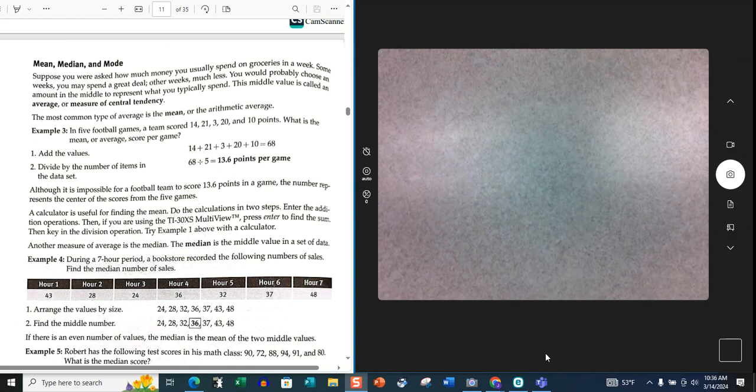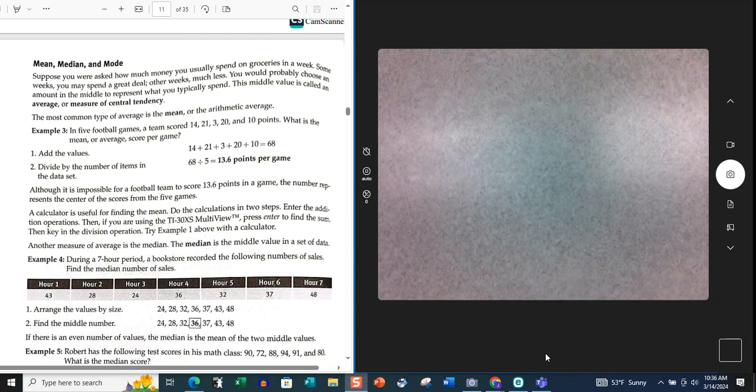It says mean, median, and mode. Suppose you were asked how much money you usually spend on groceries in a week. Some weeks you may spend a great deal, other weeks much less. You would probably choose an amount in the middle to represent what you typically spend. This middle value is called an average or measure of central tendency. The most common type of average is the mean or the arithmetic average.